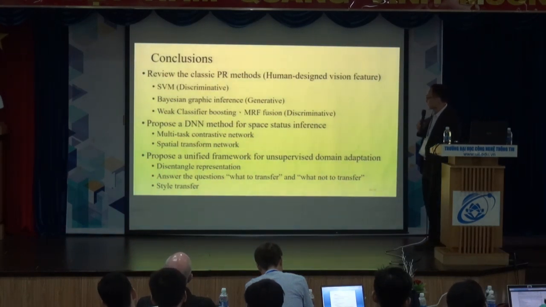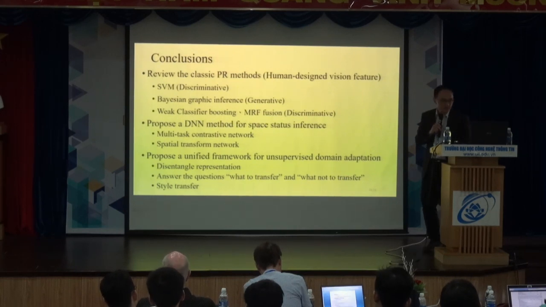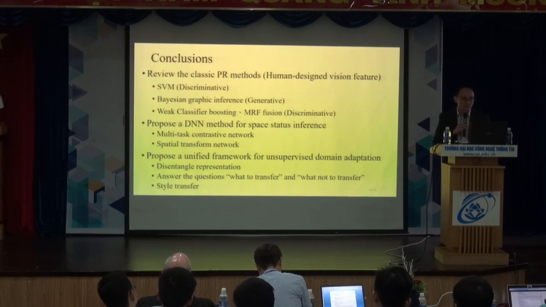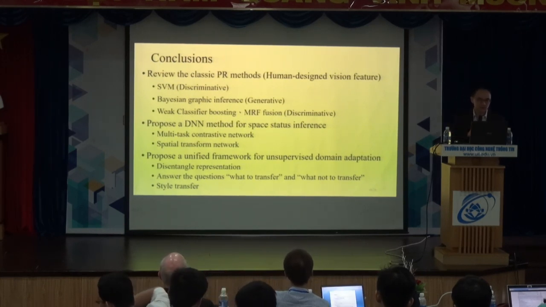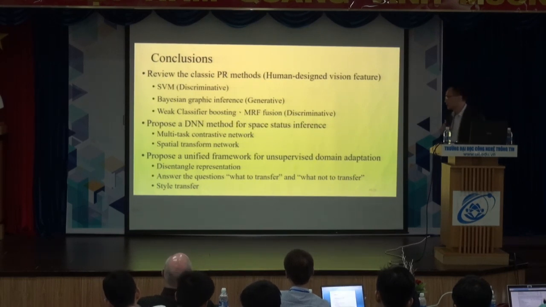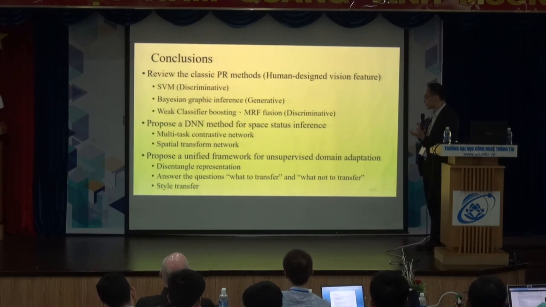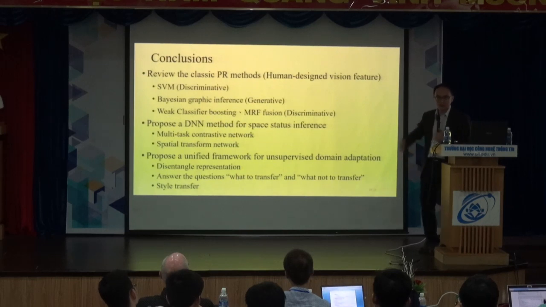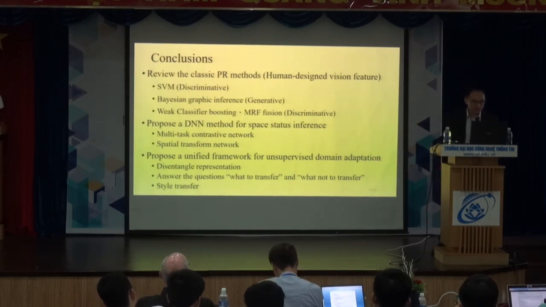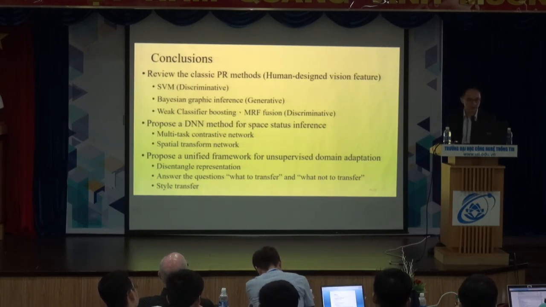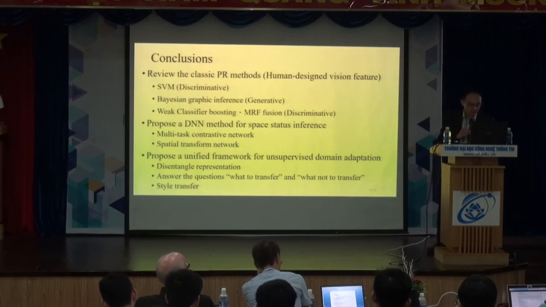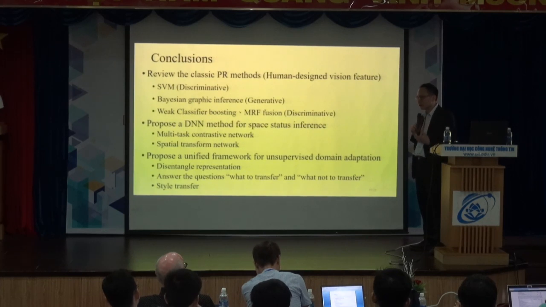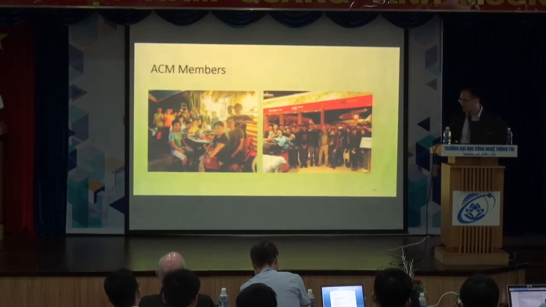Finally, I almost ran out of my time, so let's try to recap and conclude my talk today. I quickly reviewed the traditional pattern recognition methods. Most of those methods have very special features, designed by humans. And we also considered support vector machines and Bayesian graphical models. And later we talked about two recent research results. One is the pure DNN-based method for space inference, including the multi-task contrastive network and spatial transformer network combined with CNN. Besides, we also talked about a unified framework for unsupervised domain adaptation. We combine disentangled representation and style transfer together. We hope this kind of framework can get a more robust unsupervised domain adaptation result. So yes, this is the result we have.